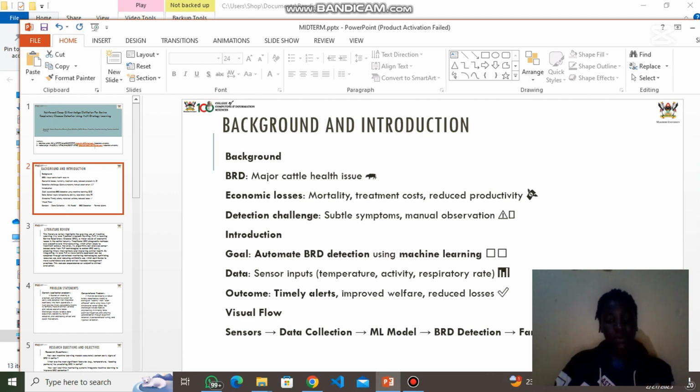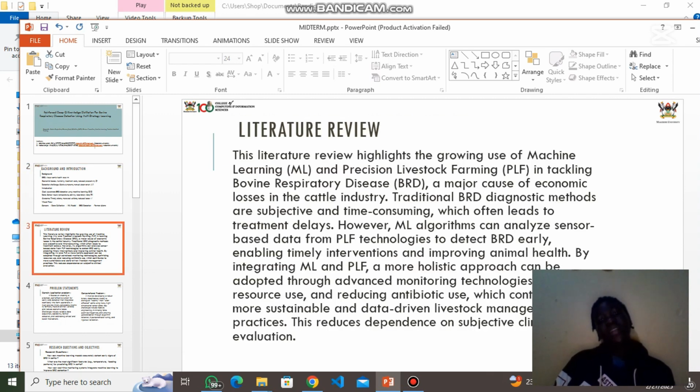Then we have the sensors. We detect the respiratory rate or the temperature. Then we collect the data. Like these sensors collect the data. Then they send that data to the machine learning model, where this machine learning model is the one that basically detects. After detecting, then it sends an alert, like an alert message to the farmer to determine whether the cattle is either affected or healthy. Then we have a literature review.